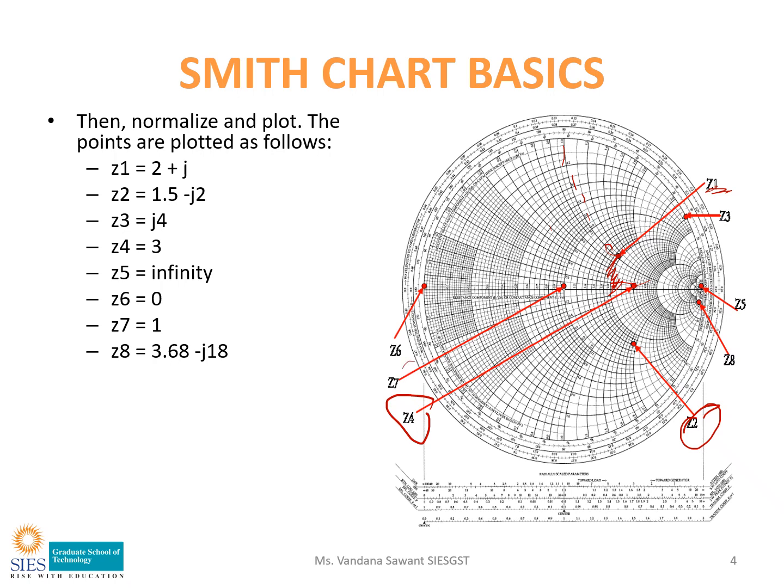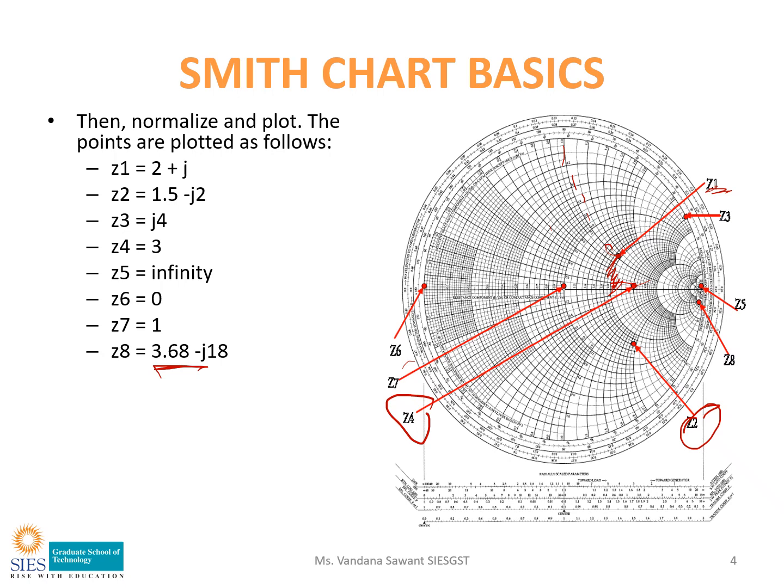Similarly, Z8 is equal to 3.68 minus j18. Now this 3.68 value is not there on the Smith chart. If you see the horizontal lines, that number 3.68 you can't get directly. So what do you need to do in this case?